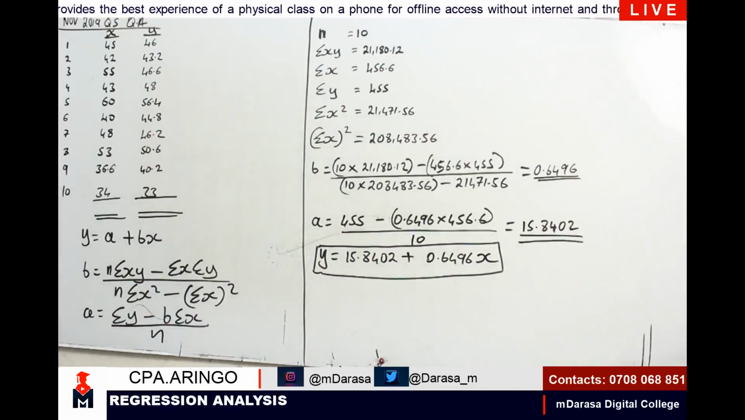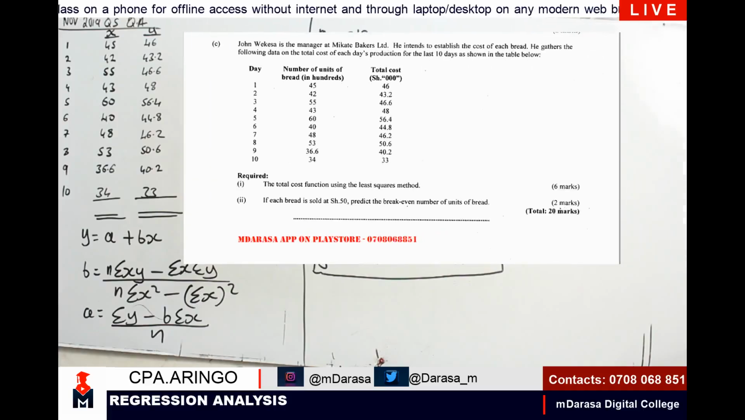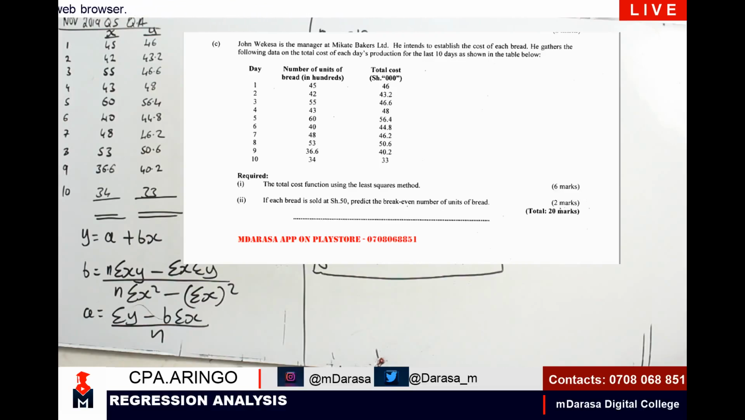So that is what we are required to do. The next part of the question, what the examiner had asked us, the examiner had mentioned to us what? This is what you are told. If each bread is sold at 50 shillings, predict the break-even number of units of bread sold. So that is what the examiner had asked us.